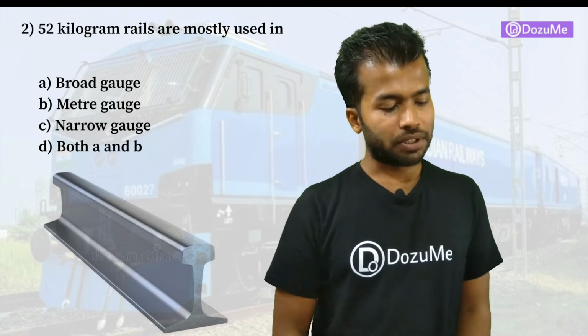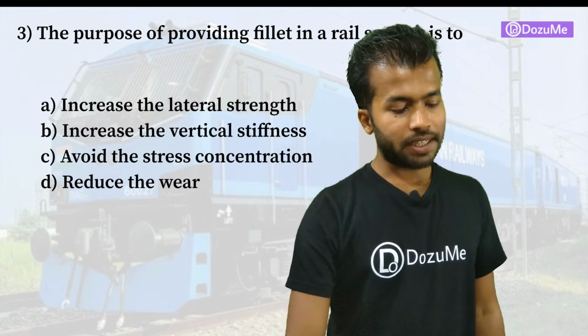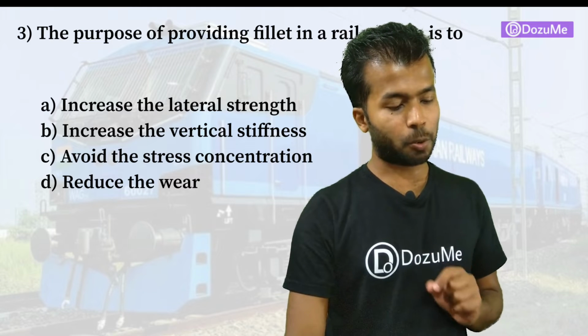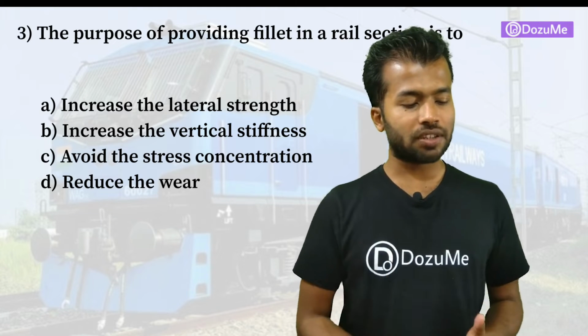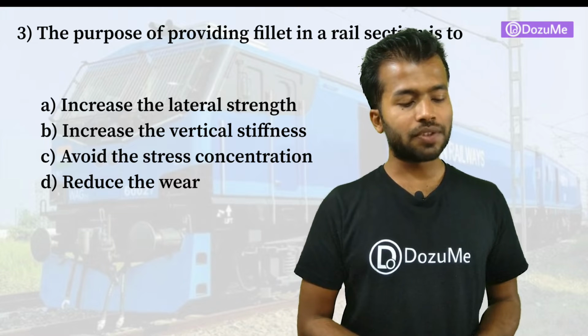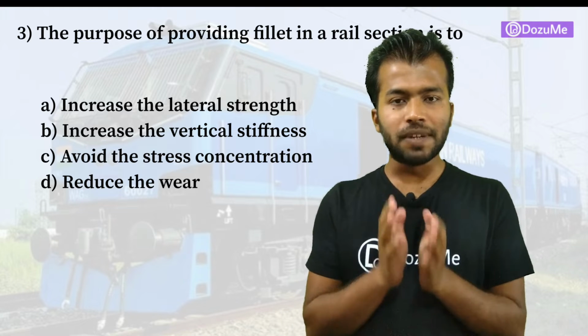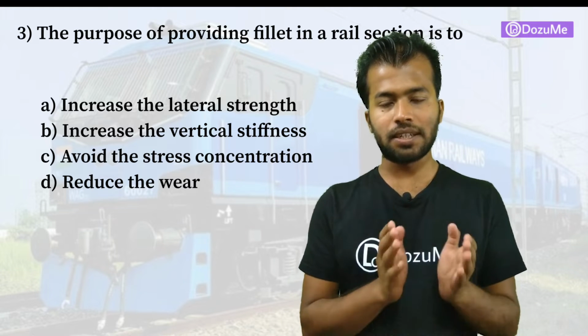Move to the next question. Question number 3. The purpose of providing fillet in a rail section is to increase the lateral strength, increase the vertical stiffness, avoid the stress concentration, option D, reduce the wear. So what is fillet? We have to understand this.